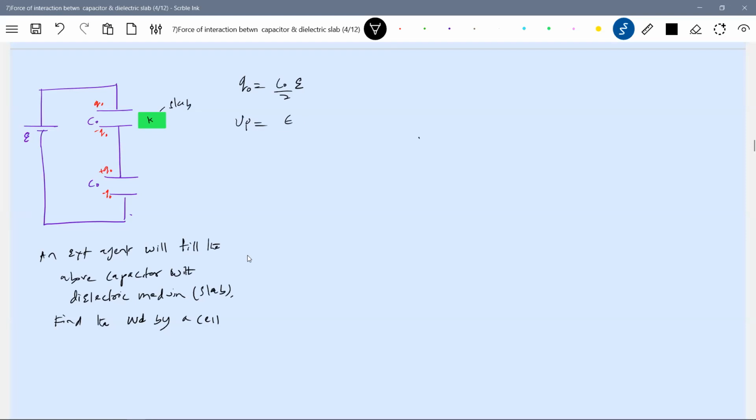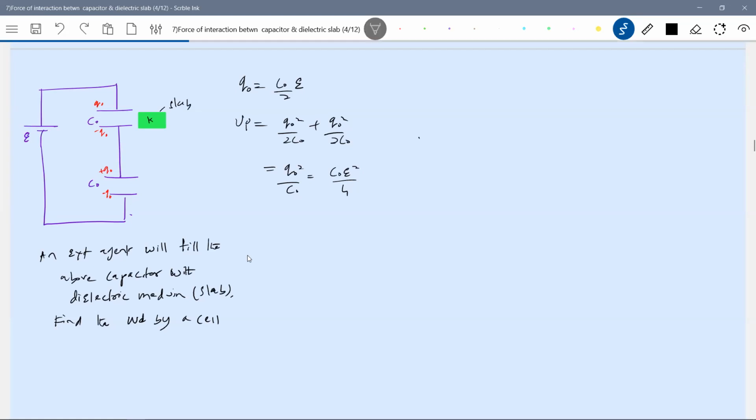Half of the EMF will come. I'll write it in another way: Q naught square by 2 C naught. So this will become Q naught square by C naught. What is Q naught? Q naught is C naught E by 2. So this is C naught E square by 4. This will be the initial energy in the circuit.